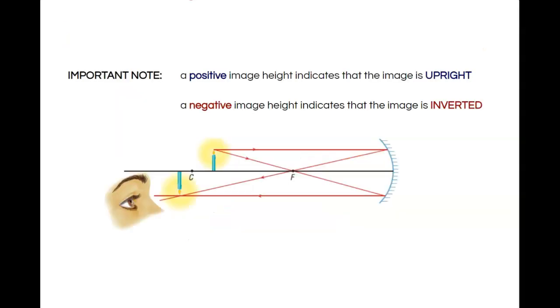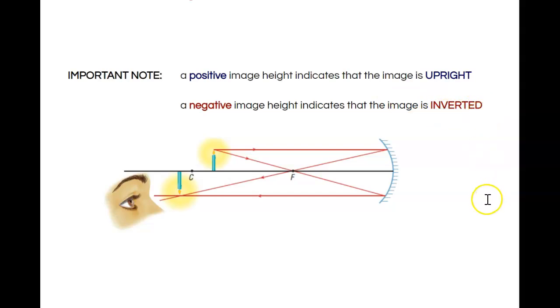Something that's very important to note in terms of how we interpret the answers that we get when we perform these calculations is that a positive image height, in other words, if you get HI as a positive value, that means your image is upright compared to the object. If you have a negative value for your image height when you do your word problem, that means the image is upside down or inverted.